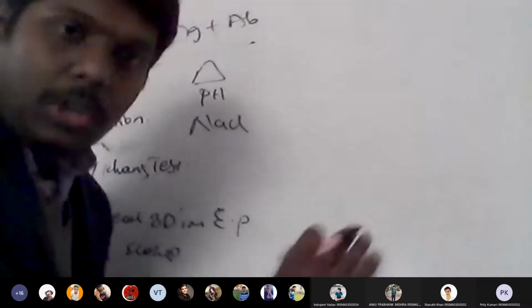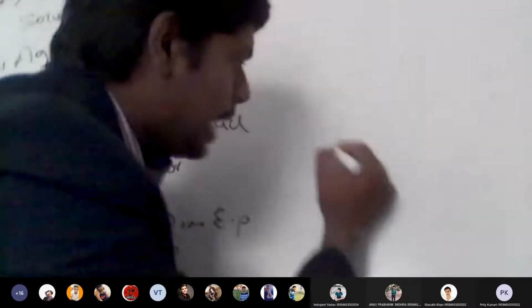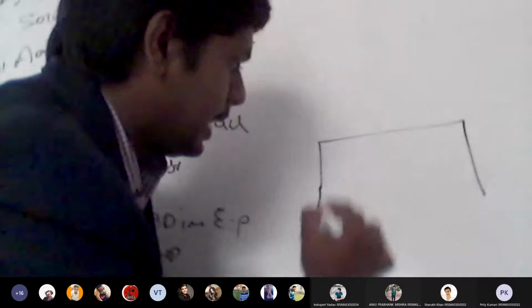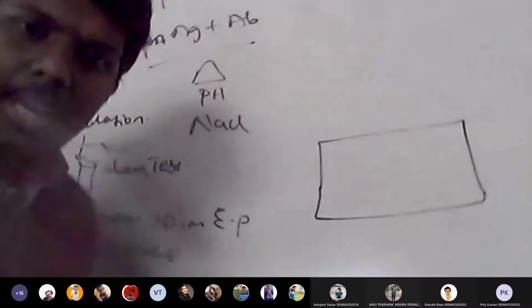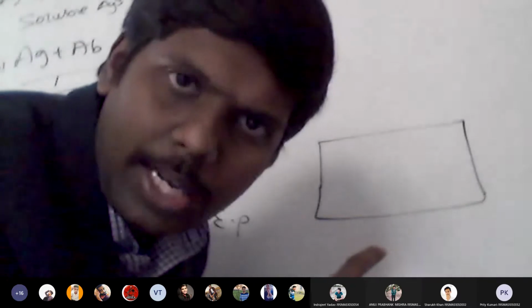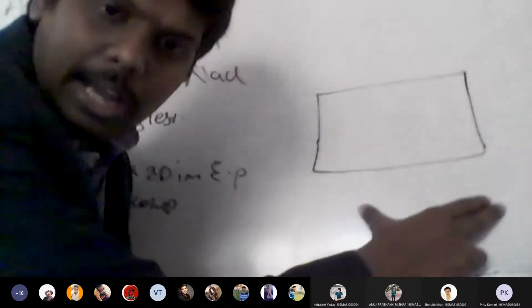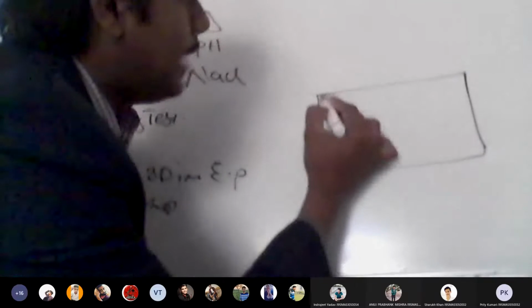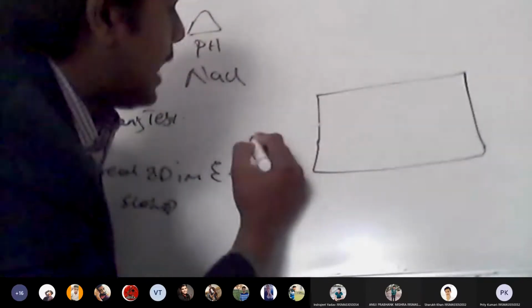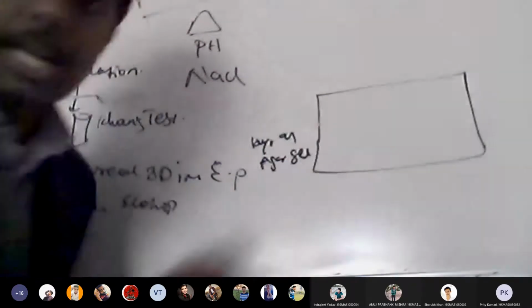So in Laurell double dimension immunoelectrophoresis, first I will take a glass slide. Can you see what I'm drawing on the board, students? Students online? Yes, sir. Okay, thank you very much. I take a glass slide. To this glass slide, I will add a layer of agar gel. I added a layer of agar gel.